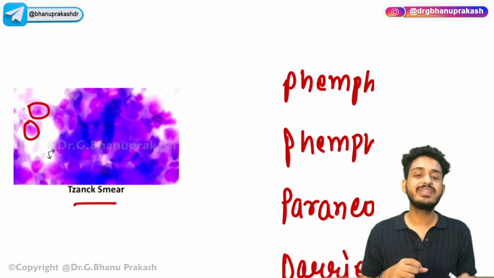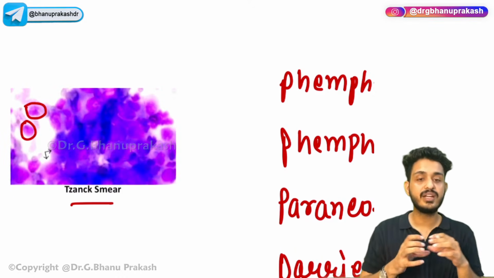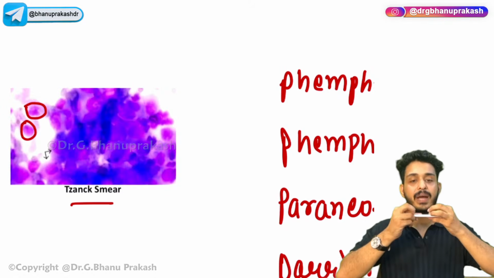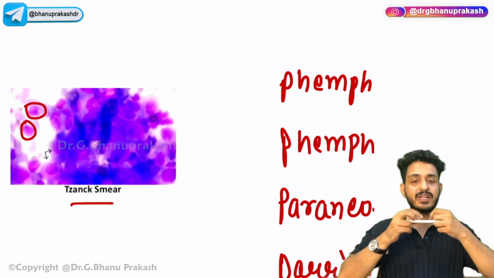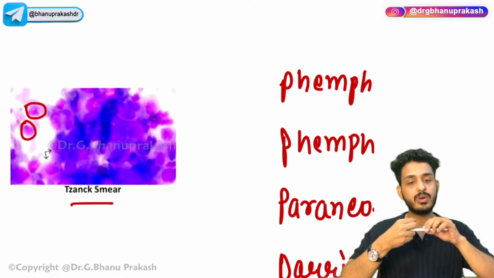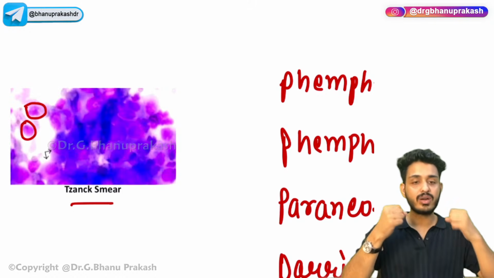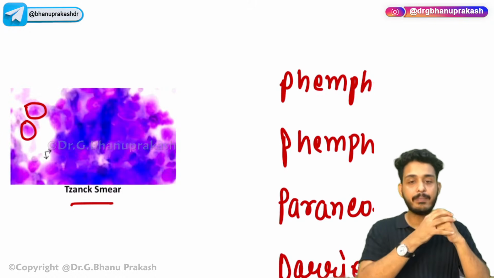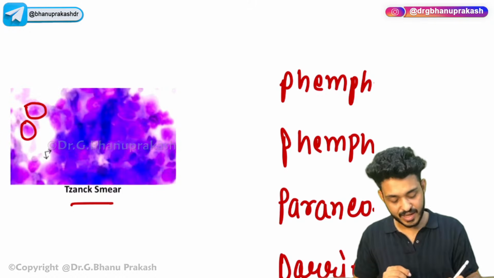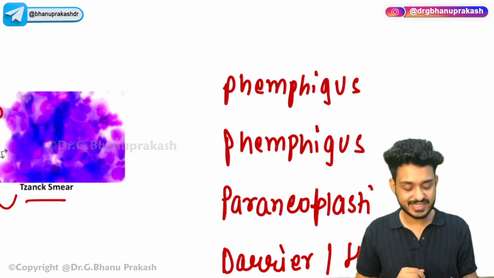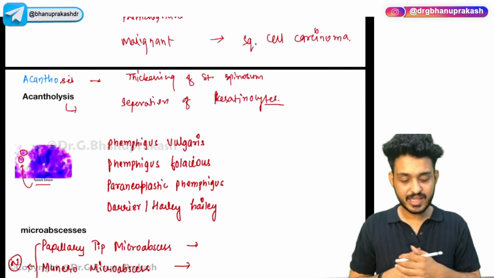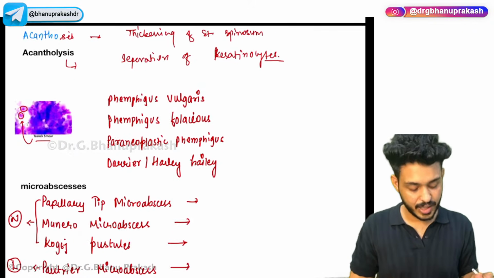These are what? These are separated keratinocytes. Why are they separated, sir? They are bound together with the help of this particular thing. What is that? That is desmosome. Now what is happening? Desmosome is not there, so what you will be finding? These separated cells. So under Tzanck smear you will be finding these separated cells, okay. So that is nothing but your acantholysis.